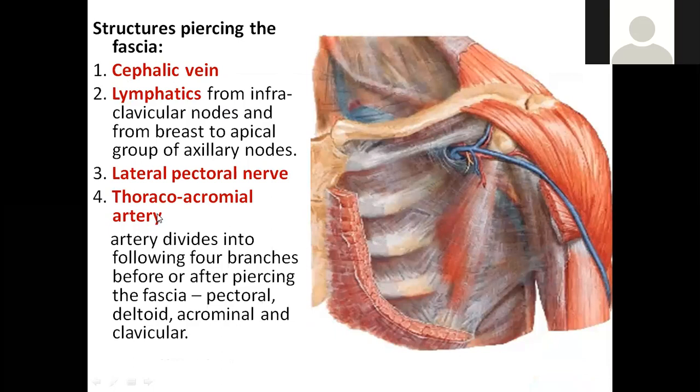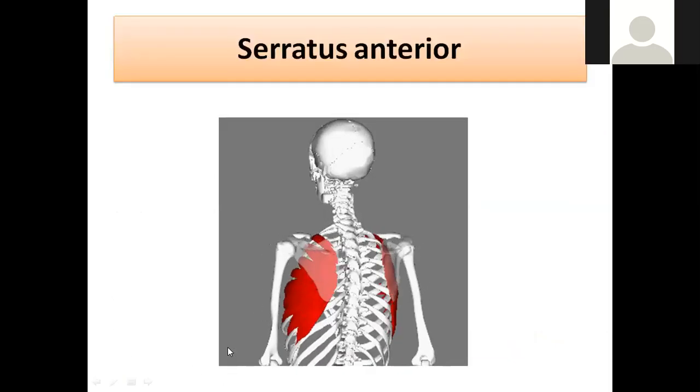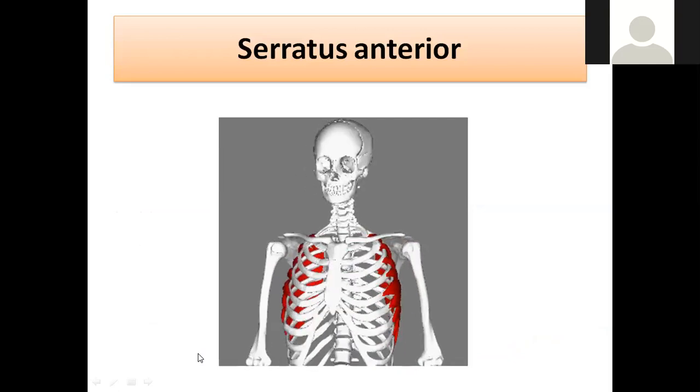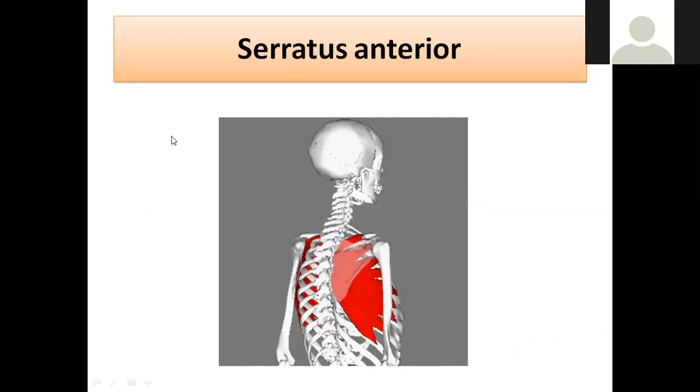Okay. Thoracoacromial artery, we know 4 branches. I gave you the code A, P, C, D. Acromial, pectoral, deltoid, and clavicular. Okay. Now coming to the muscle which has worried you so much on the day of exam, isn't it?